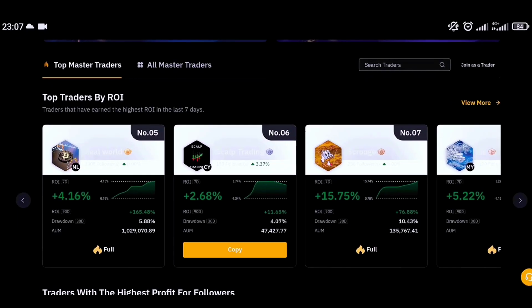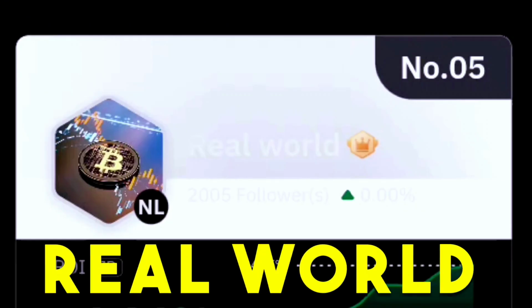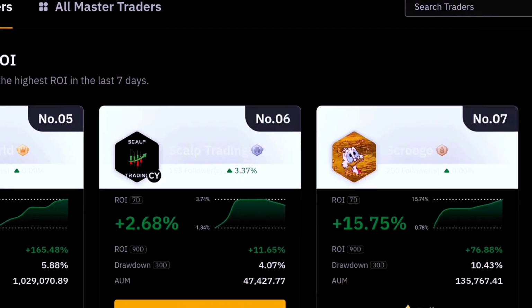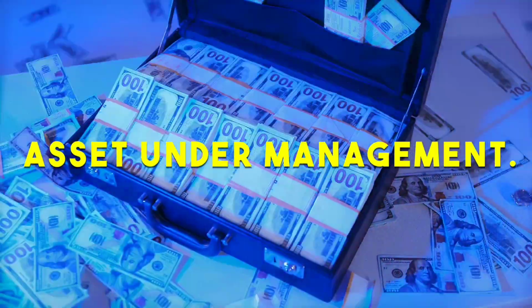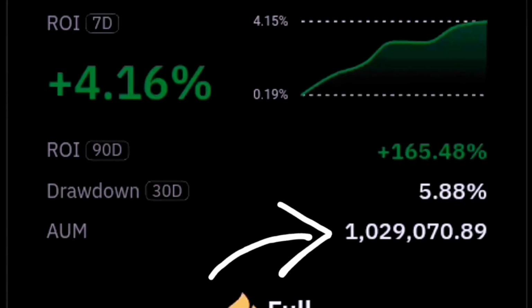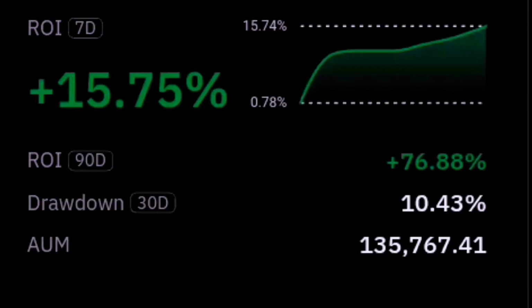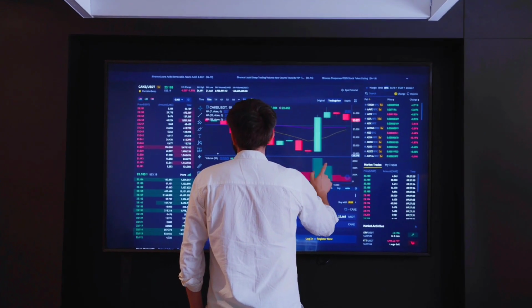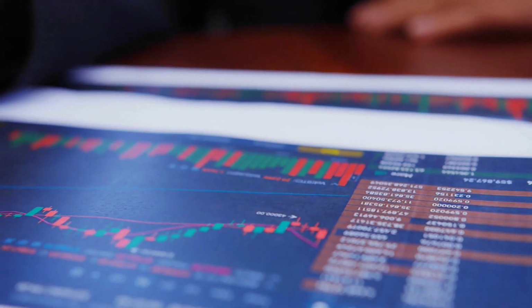Here are some of the top traders that you may actually want to take a look into. The first one is number 5, Real World, and the second one is number 7, Scrooge. One of the parameters that I've used to pick out these two traders is the assets under management. You can see number 5 has over $1 million assets under management, and the second one has $135,767. The assets under management are actually huge. These are traders that actually know what they are doing. When they have this amount of money that they are managing, it means that they are very good traders.